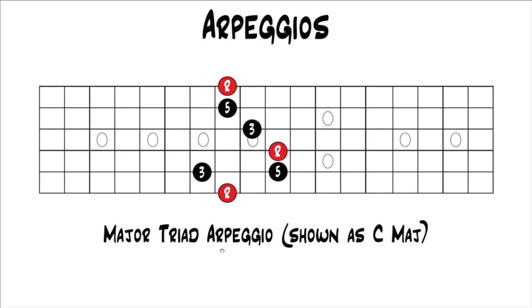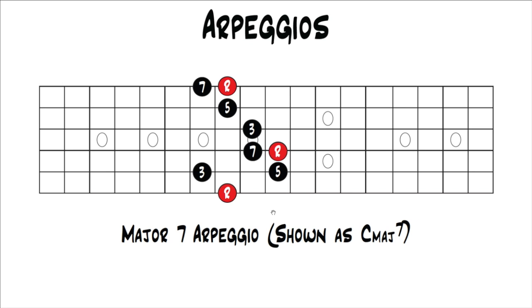So if we were to take this major triad arpeggio, I've just moved it to the key of C, my roots are on C, but it's still just a major triad arpeggio, root 3 5s in order. If I were to add the major sevenths in, because the major 7 chord is spelled root 3 5 7, then I would end up with a major 7 arpeggio. And this is shown in C, so it would be a C major 7 arpeggio. And then I would just play these notes in order, just like I do a scale, and I would be playing a major 7 arpeggio.